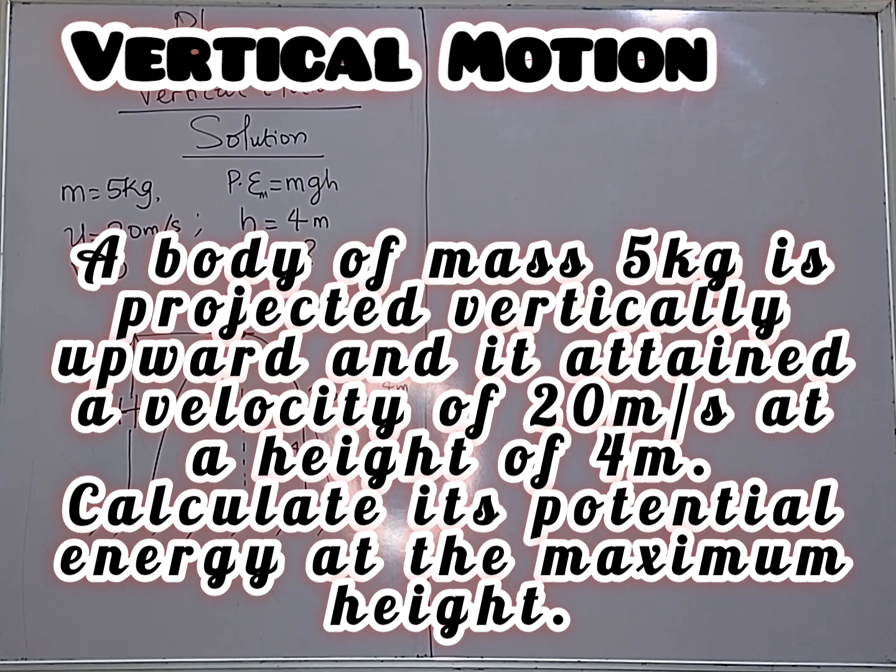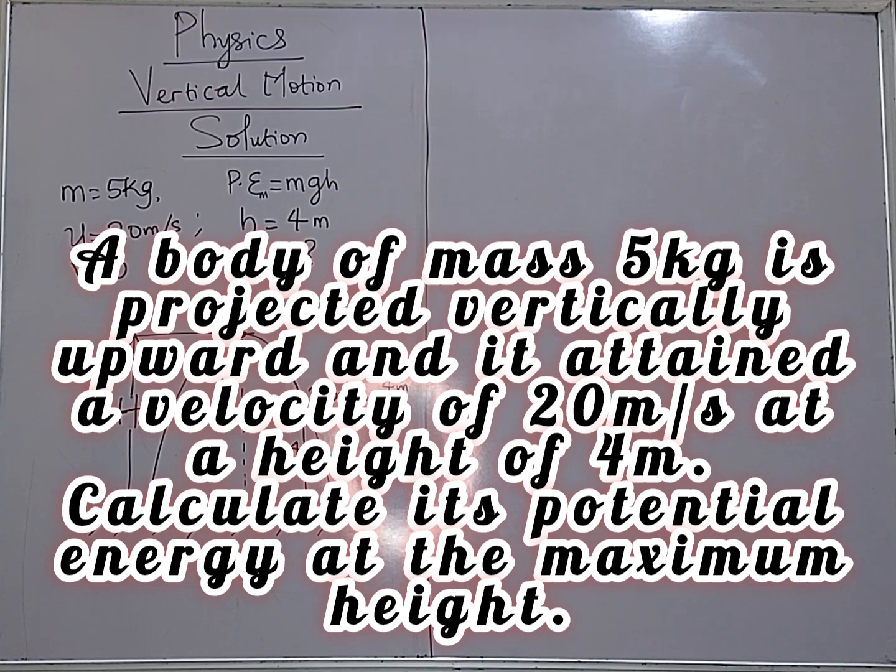Today we'll be quickly looking at a vertical motion question on motion. The question goes thus, as you can see it on your screen: a body of mass 5 kg is projected vertically upward. Calculate its potential energy at the maximum height if it attains 20 meters per second at a height of 4 meters. So let's take note of the parameters. We can already see it on the screen.